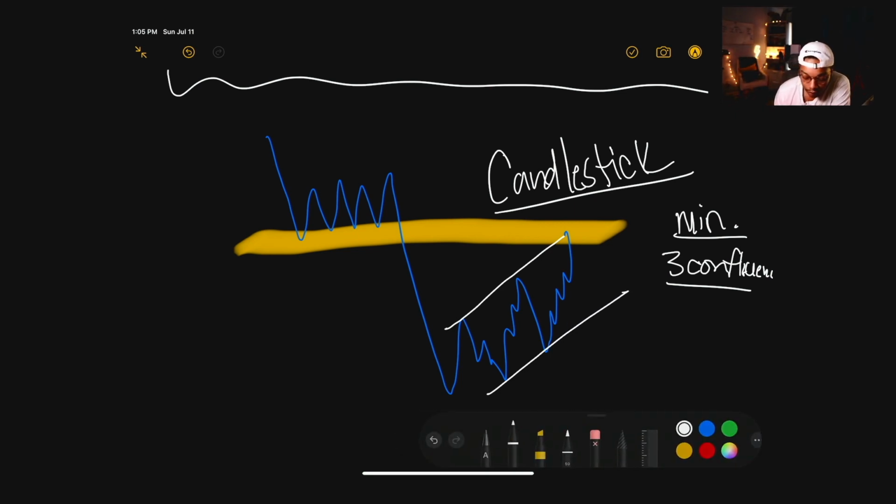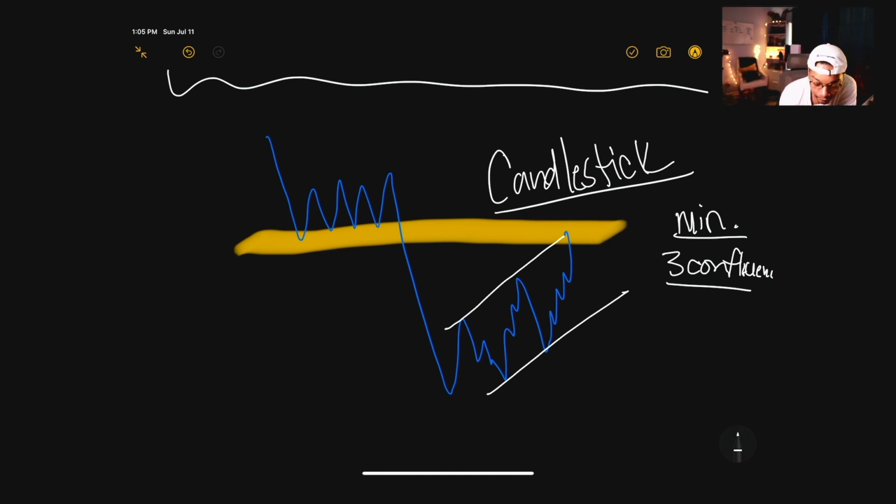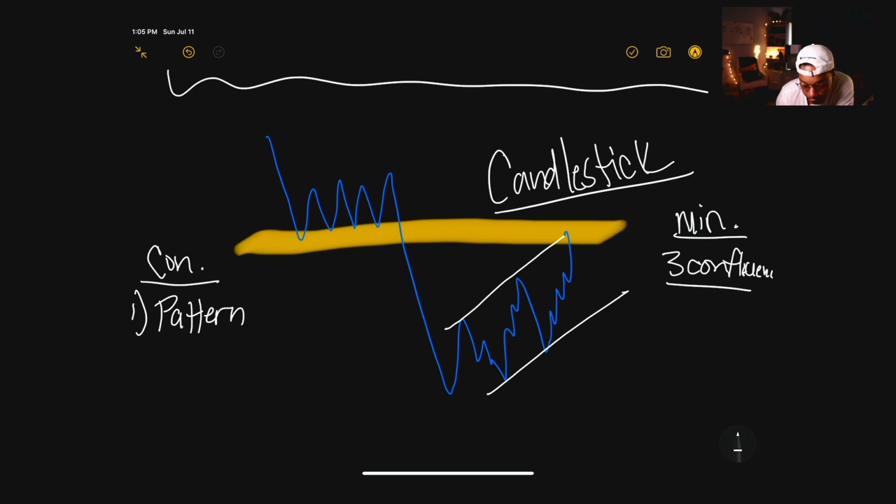This is for people who don't understand patterns, right? My first confluence, I'm going to put con for confluence. Number 1 is a pattern. Okay? That's my first confirmation. What is this pattern called? It is an ascending channel. I'm going to put ascend for ascending. Number 2, what's my second confluence? We have a multi-touch.